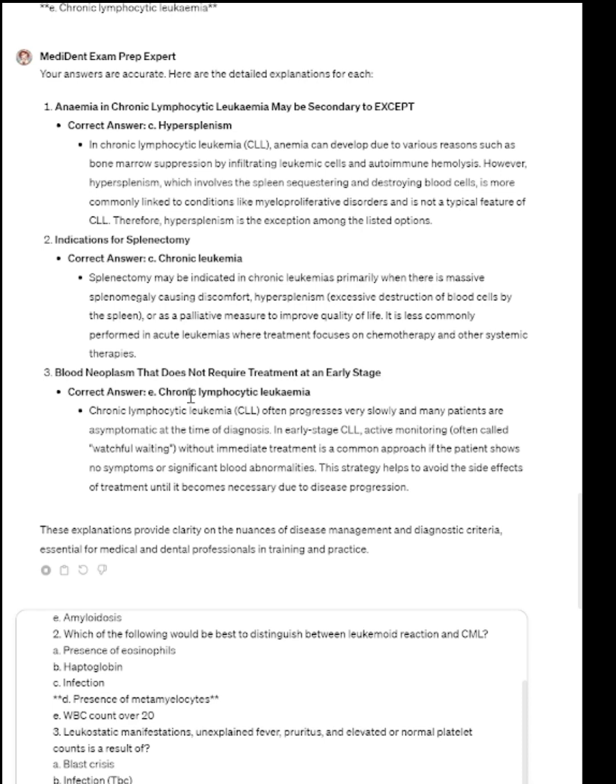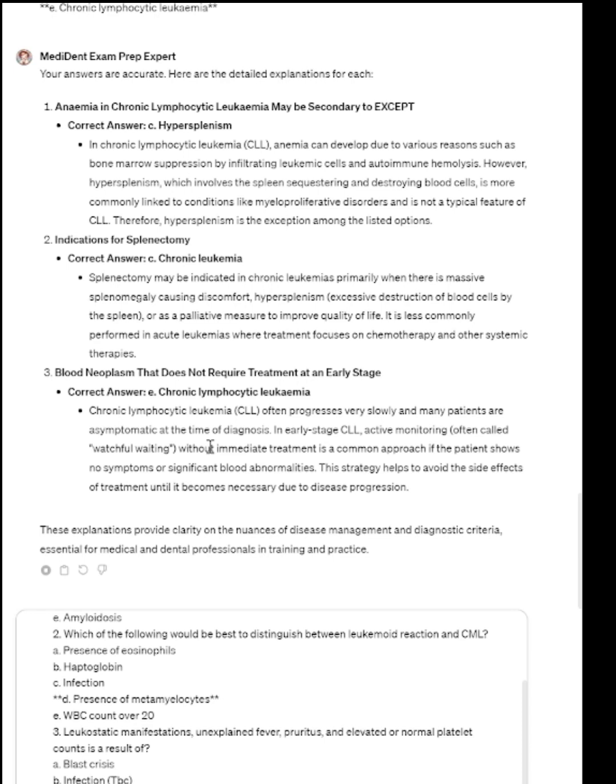3. Blood neoplasm that does not require treatment at an early stage. Correct answer: E. Chronic lymphocytic leukemia. Chronic lymphocytic leukemia, CLL, often progresses very slowly, and many patients are asymptomatic at the time of diagnosis.